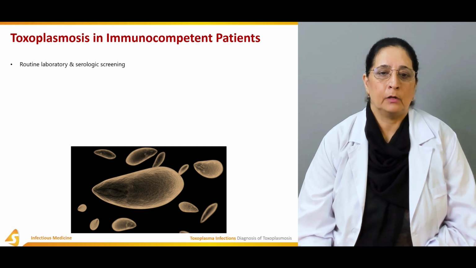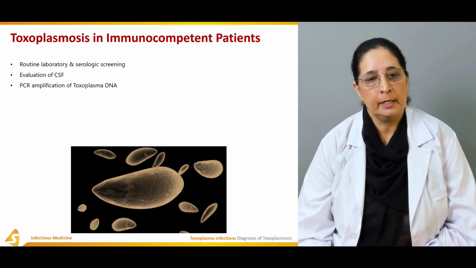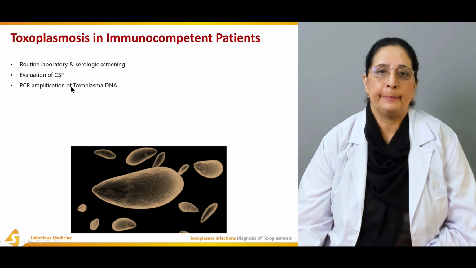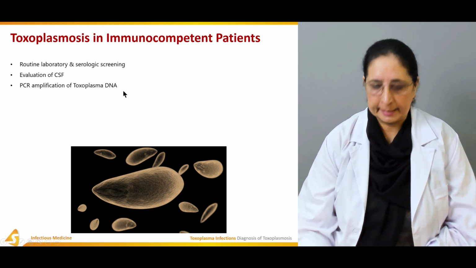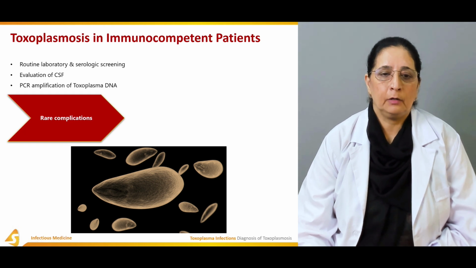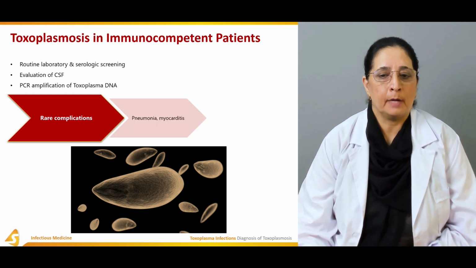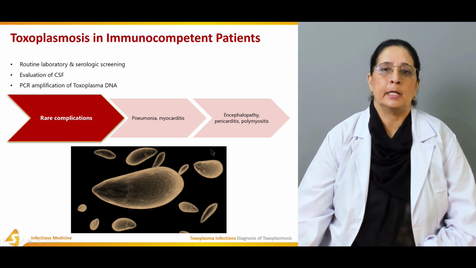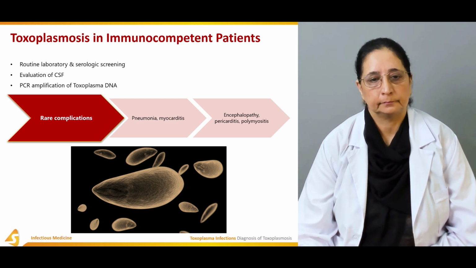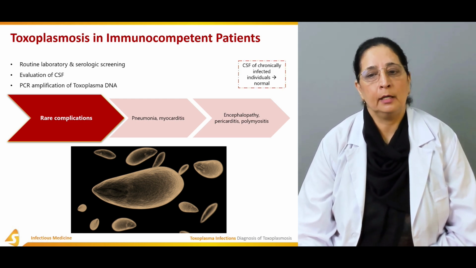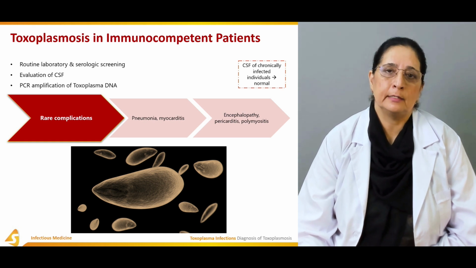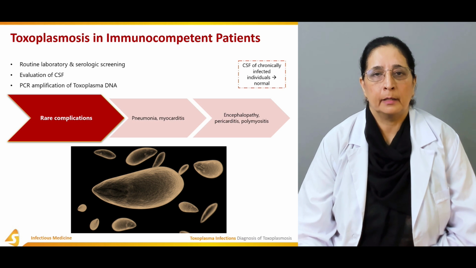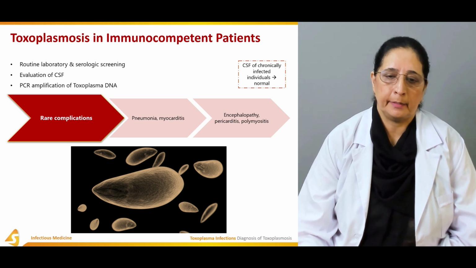Routine lab and serologic screening can be done. Evaluation of cerebrospinal fluid and polymerase chain reaction amplification of Toxoplasma DNA. Rare complications are pneumonia, myocarditis, encephalopathy, pericarditis, and polymyositis. So these are some rare complications. The CSF of chronically infected individuals is normal; they have no complications or no findings in the cerebrospinal fluid.